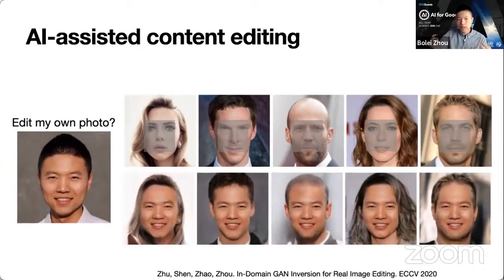So we developed some methods that can do GAN inversion, like inverting my face into the latent space. Then we can do some optimizations, and I can try my face in different styles. I really like this kind of long hair, so it seems I should start growing my hair. Those kinds of applications allow people to edit their own images and photos.